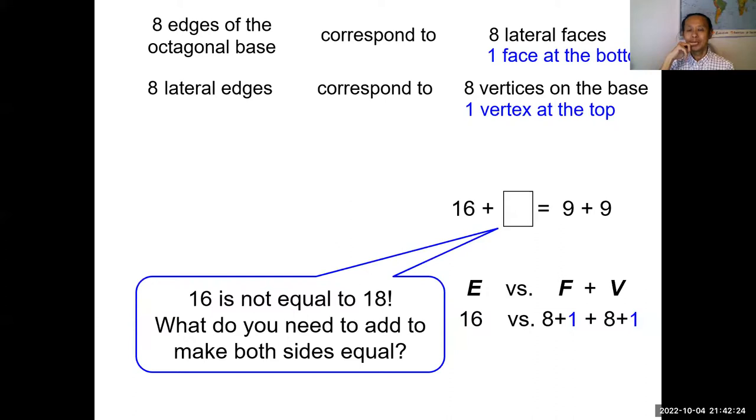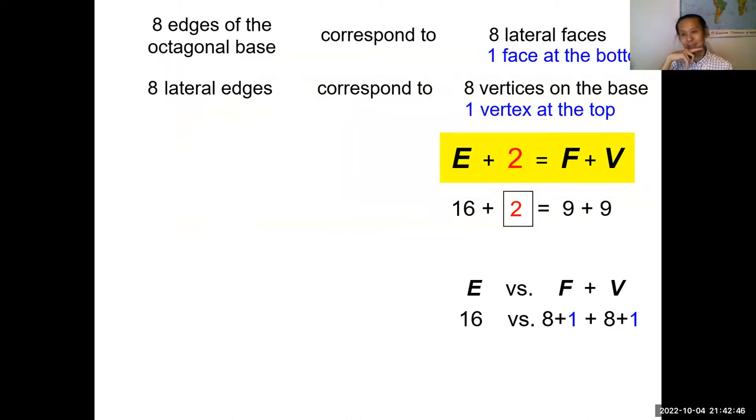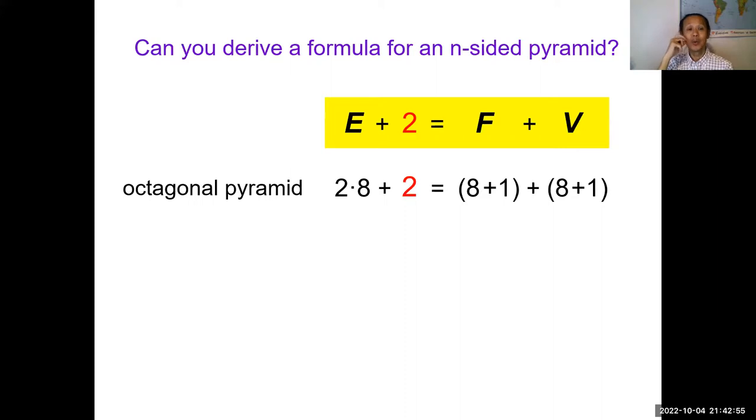Now, so far 16 edges doesn't equal 9 faces plus 9 vertices. So what do we need to add in order to make both sides equal? We need to add a 2. That's why the formula is E plus 2 equals F plus V. I hope now you see why that is the 2. Now, we have come up with a formula. We have illustrated Euler's formula using an 8-sided pyramid.